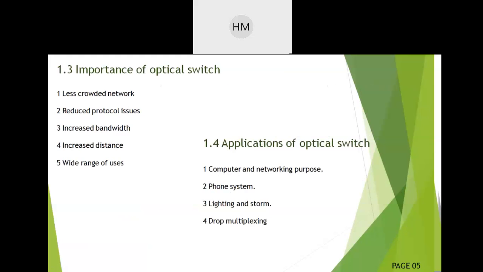Importance of optical switches and applications. इंपॉर्टेंस क्या है? अगर हम स्विच यूज में नहीं लेंगे तो हम क्या करेंगे? एक कम्युनिकेशन सिस्टम में सिर्फ एक ही सिग्नल ट्रांसमिट कर पाएंगे. ठीक है, सो वी हैव टू ट्रांसमिट एन नंबर ऑफ सिग्नल. वी हैव टू इंक्रीज द बैंडविड्थ ऑफ ट्रांसमिशन. So we have to increase the distance. It should be used in long distance communication. So that is the importance of optical switching. Less crowded network, reduced protocol issues, increased bandwidth, increased distance, and wide range of uses. These are the optical switches importance.